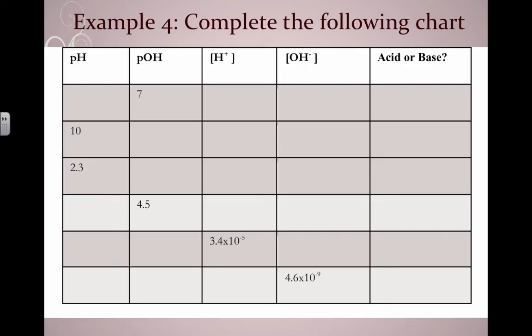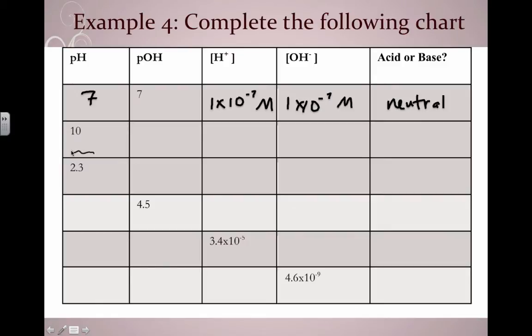So let's complete this chart to make sure we are solid on converting pH to pOH to the concentrations. So first, if I have a pH of 7, I have a pOH of 7, but that means my pH is also 7. Hydrogen ions then have a concentration of 1 times 10 to the minus 7 molar, and hydroxide also is 1 times 10 to the minus 7 molar. So this one is neither acidic nor basic. The pH says this one is neutral.